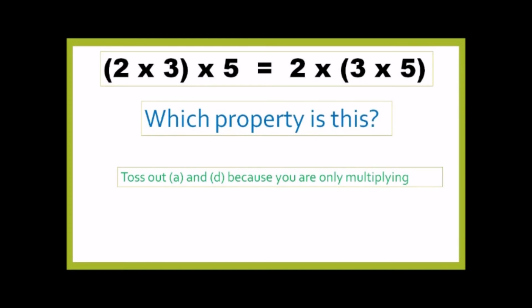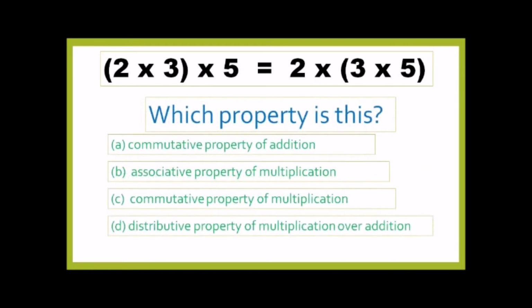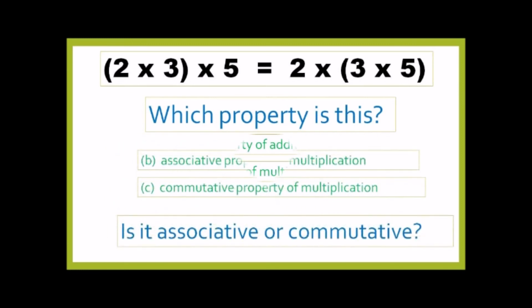So let's look at A, see why we had to toss it, and let's look at D. A is commutative property of addition. Yeah, that goes, you're not adding. And D is distributive property of multiplication over addition. No addition sign in there for that. So get rid of A and D. That will leave you with B and C. B, associative property of multiplication, or C, commutative property of multiplication.